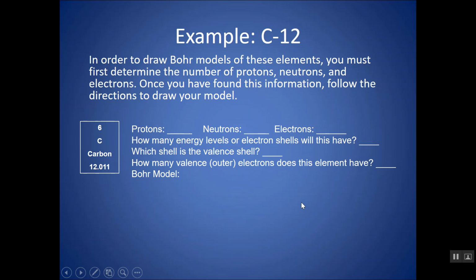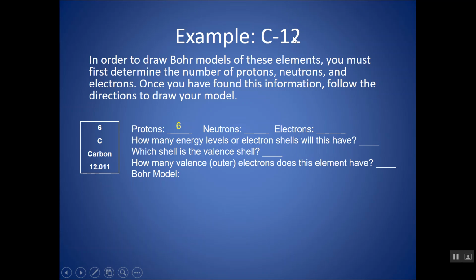So let's look at an example. Let's say I give you C12, and I ask you to draw a Bohr diagram. Here I gave you the most common isotope, C12. You'll notice that the 12 is closest to the atomic mass, but when you're doing this, remember to look at the mass number that's given in the problem.